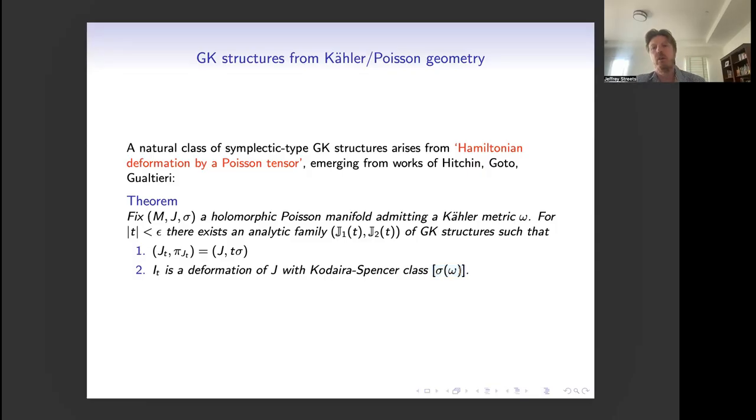Okay. So this is different from what I said on the previous slide. We're not fixing the holomorphic Poisson geometry. We're fixing the holomorphic geometry of J, but then we're turning on the Poisson tensor. So for small Poisson tensors close to zero, so this t is quite small, you can turn on this Poisson geometry.